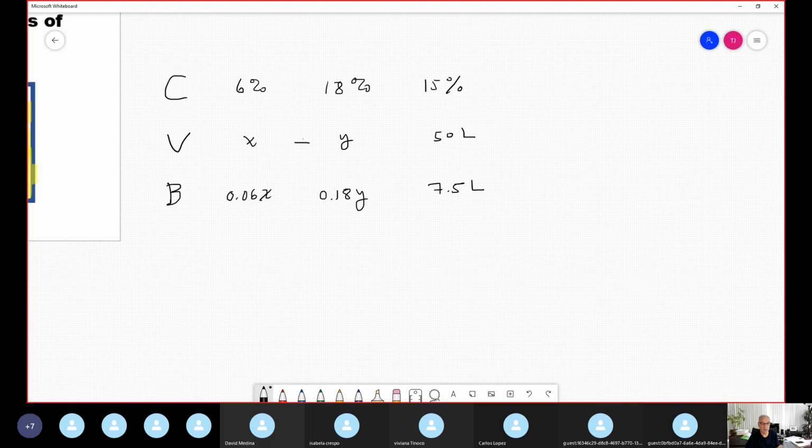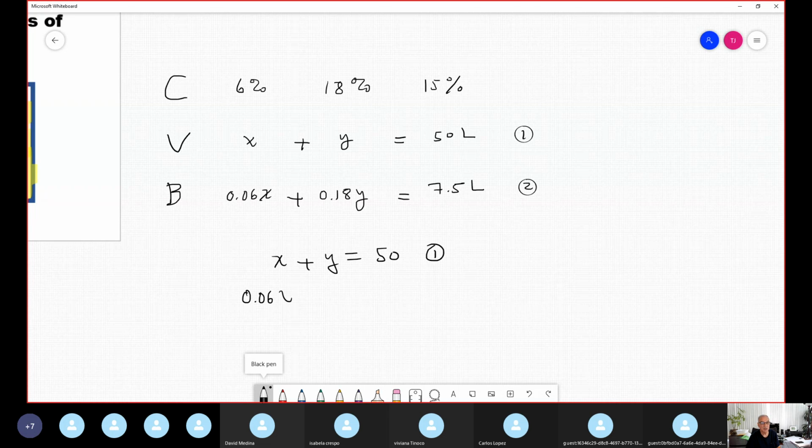Look, total volume of this container plus the total volume of the second container is equal to the volume I need. So x plus y is equal to 50, because x represents the volume of the container which is 6%, and bleach plus bleach is equal to total bleach. I have equation number 1 and equation number 2. End the story. This is my system. I copy separately. Equation 1, x plus y is equal to 50. Equation 2, 0.06x plus 0.18y is equal to 7.5. And it's my system, and the rest is algebra.